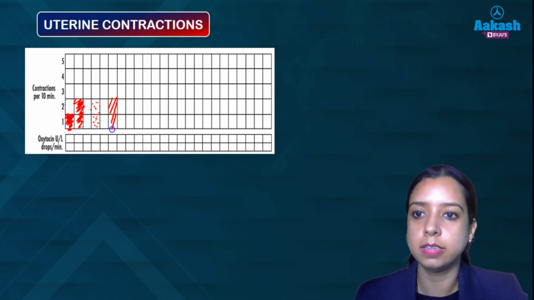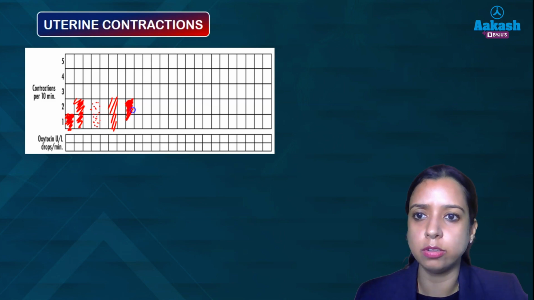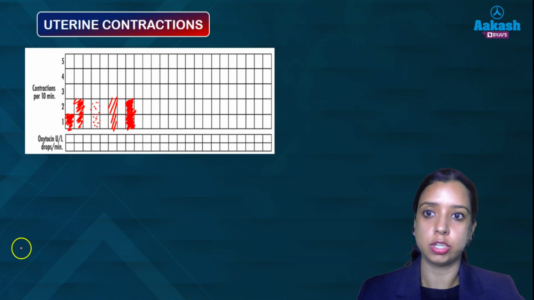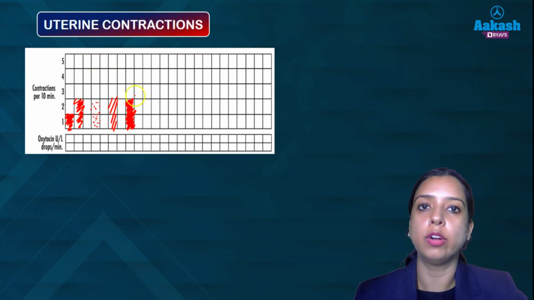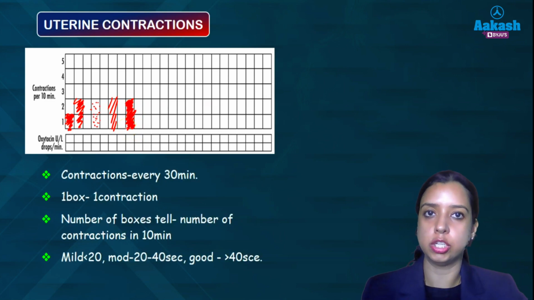If there are lines, it's a moderate contraction. If there is proper coloring, that might be translucent. If your whole box is colored, it is a very good contraction. Adequate contraction is 40 to 45 seconds. Okay, so this is a good contraction. That's what you have to mention.